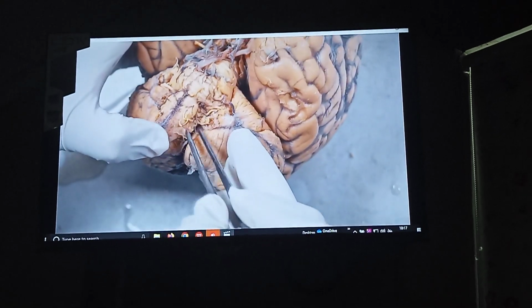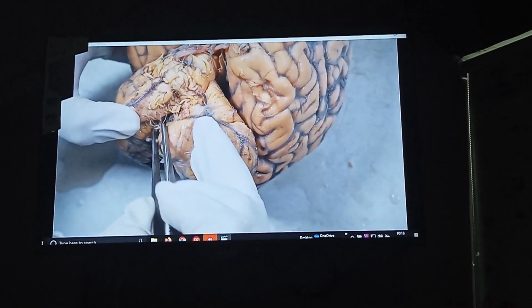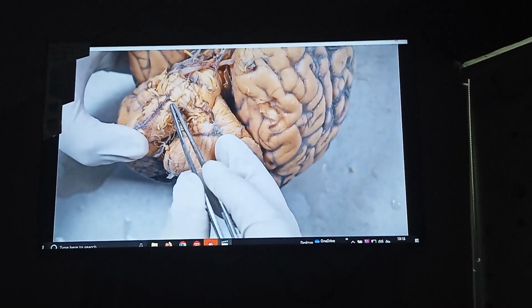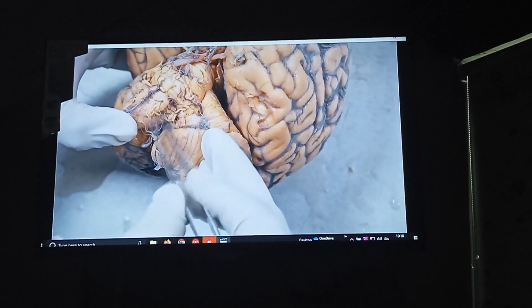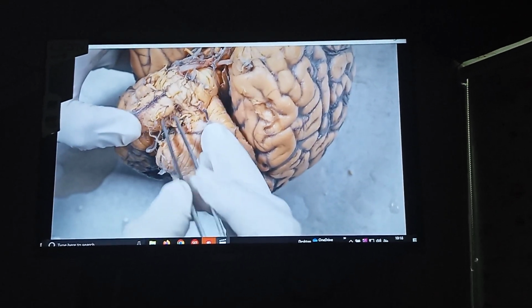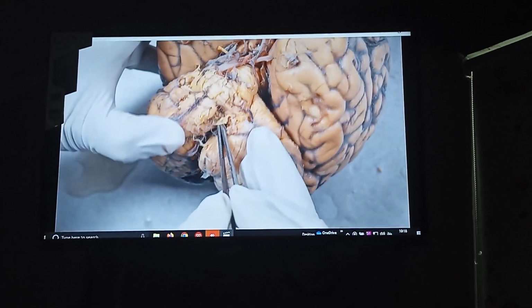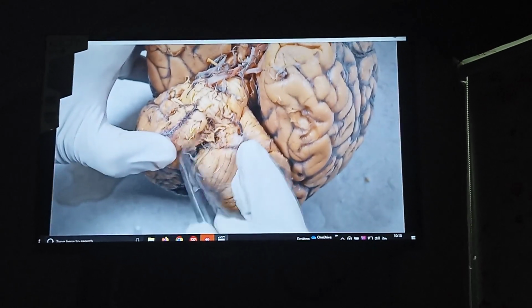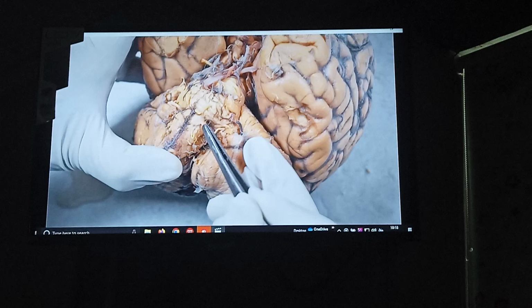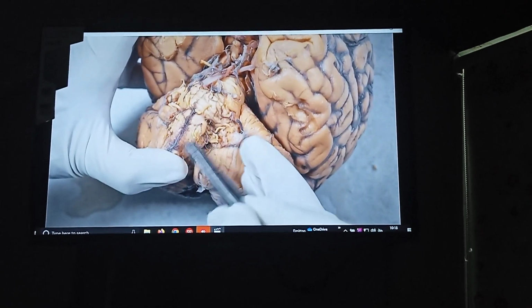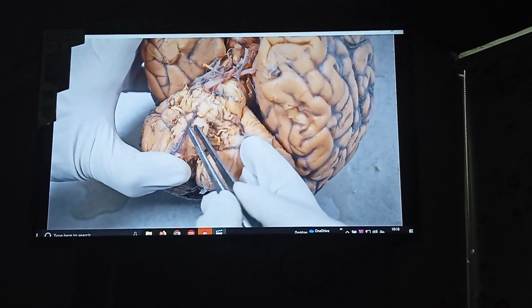Now for the remaining cranial nerves, if you look at the lateral aspect of the medulla, that's the pyramid, that's the olive. Behind the olive are the rootlets of the 12th cranial nerve. These are the rootlets of the 12th cranial nerve. The 9, 10 and 11 will come between the pyramid and the olive.